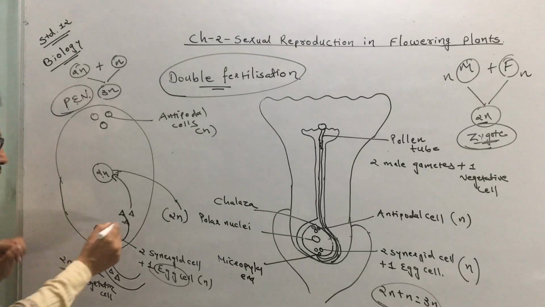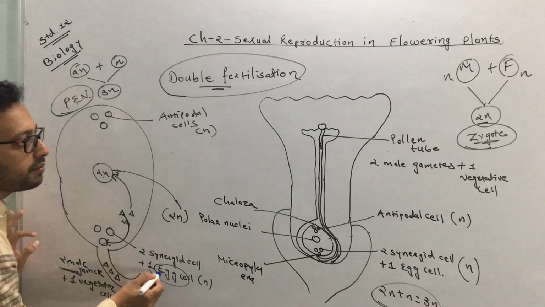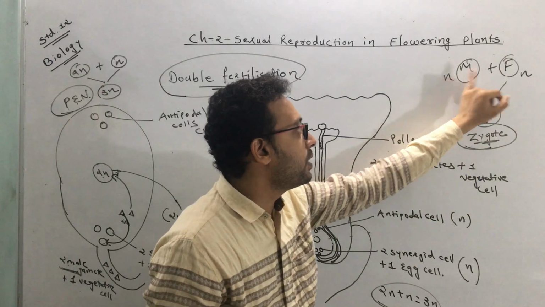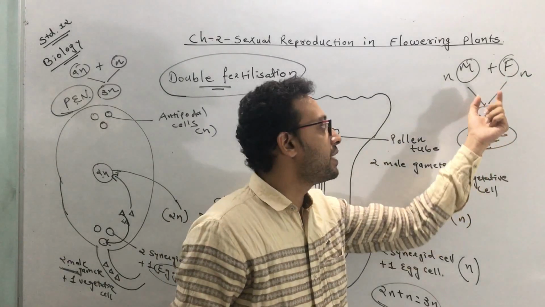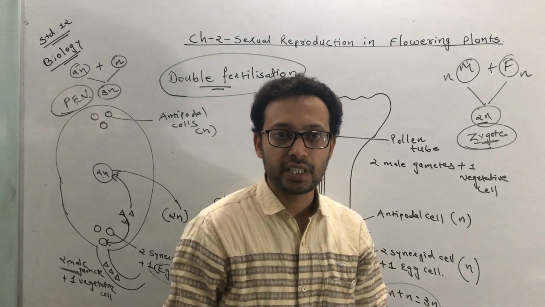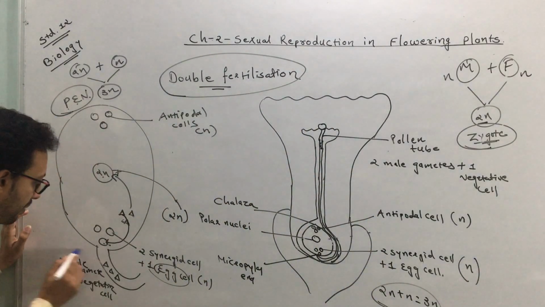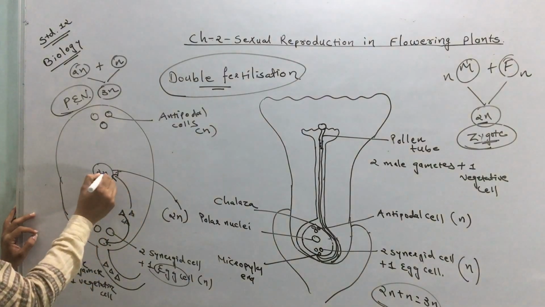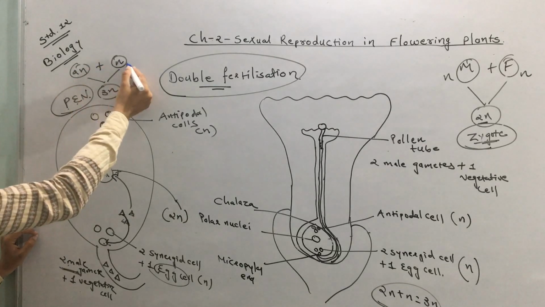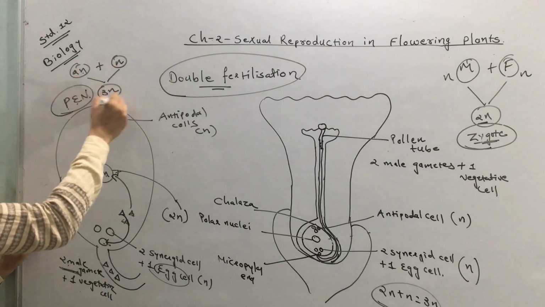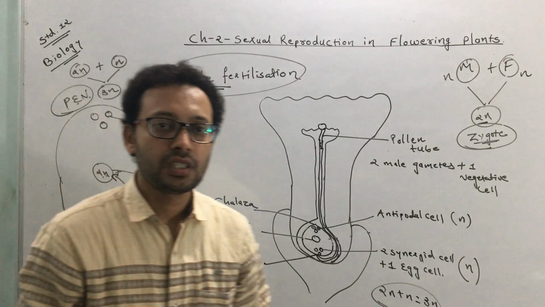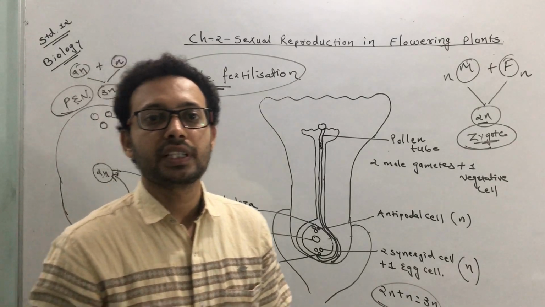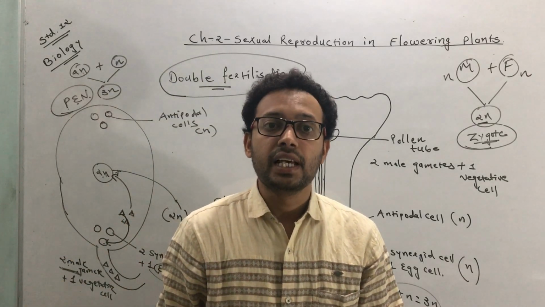From these 2 male gametes, 1 male gamete fuses with an egg cell, the female gamete, and that forms a zygote. The male gamete is haploid, the female gamete is also haploid. Both together form a diploid zygote. That is the first product which is formed in the first fertilization. So now 1 male gamete is utilized. 1 is left. That other male gamete fuses with the polar nuclei 2n. Clear? 1 male gamete fuses with the polar nuclei 2n, and what does it form? 3n, primary endosperm nucleus. And this involves the 2-time fertilization. So that's why this process is called double fertilization.